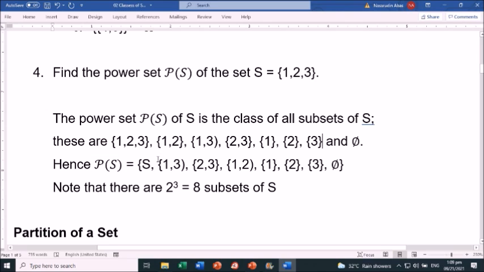So, the set containing the following sets as members. The set S itself, and then the set containing 1, 3, the set containing 2, 3, the set containing 1 and 2, the set containing 1, the set containing 2, the set containing 3, and the set containing the empty set. So, these are the elements of the power set. So, this is a class. Now, note that there are 2 to the 3 or 8 subsets of S.